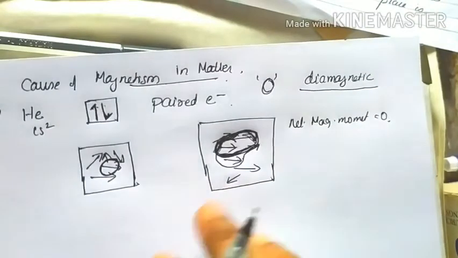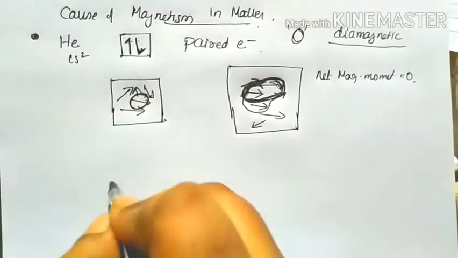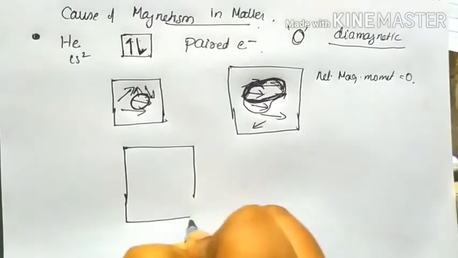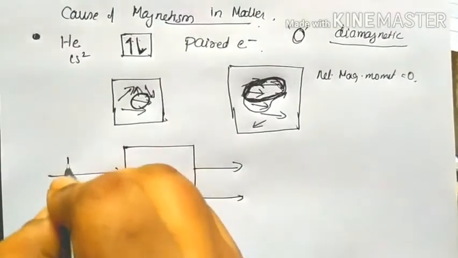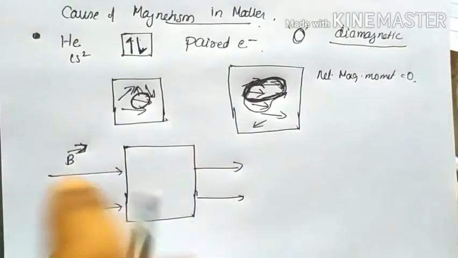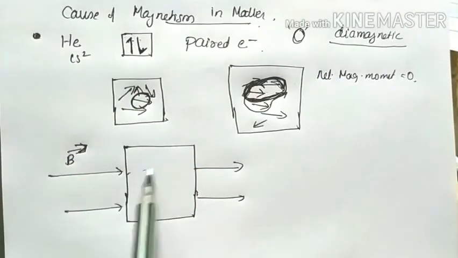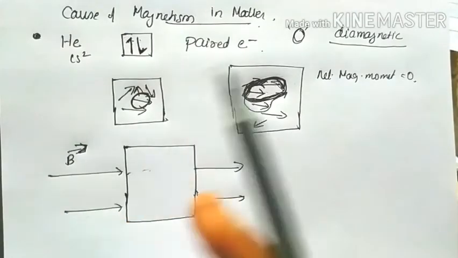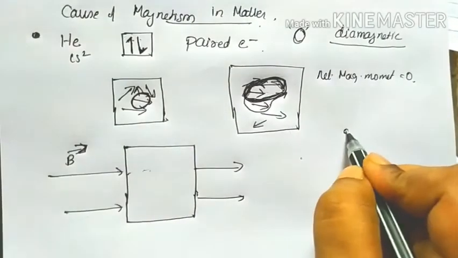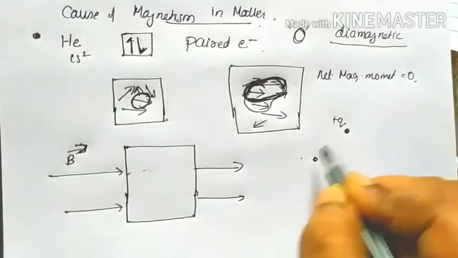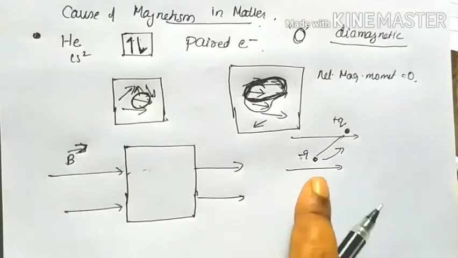Now what I'm going to do is, in this scenario, apply an external magnetic field B. This external magnetic field is seeing a large number of atoms, each having its own dipole moment. I hope you remember electrostatics also, plus Q and minus Q, when they are kept in an external field, what would they do? They rotate, or remember, they produce a torque.